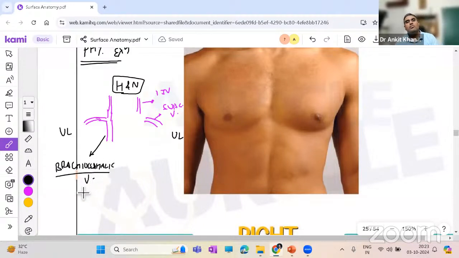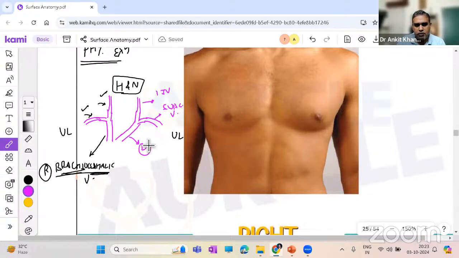The brachiocephalic vein is formed from the joining of the subclavian vein and internal jugular vein of one side. So the right brachiocephalic vein is the combination of the right subclavian and right internal jugular vein. The name brachio means upper limb and cephalic means from head and neck. Similarly, the left brachiocephalic vein will be coming from the left internal jugular and left subclavian vein. So this will be our left brachiocephalic vein.